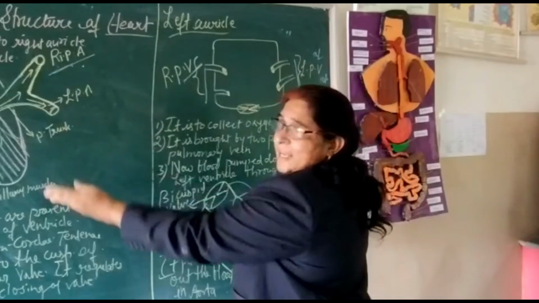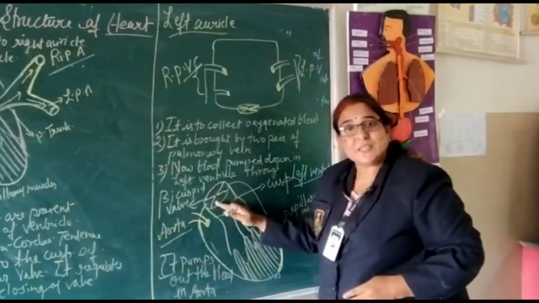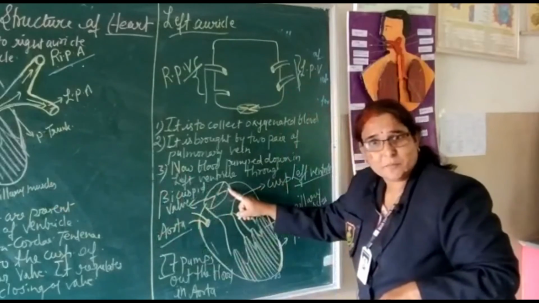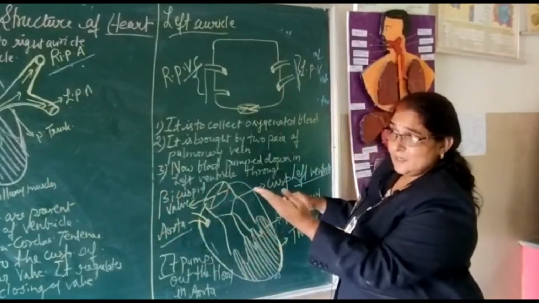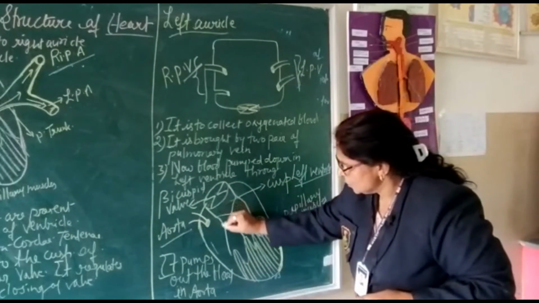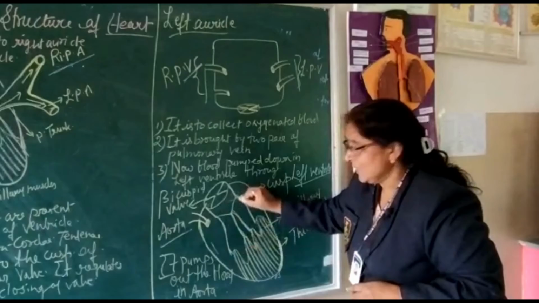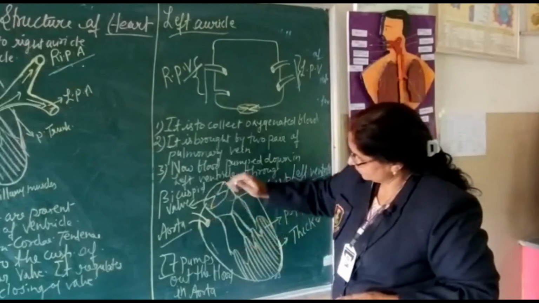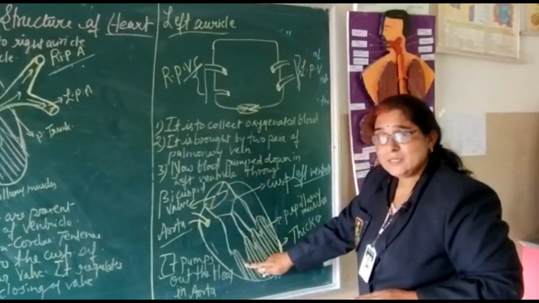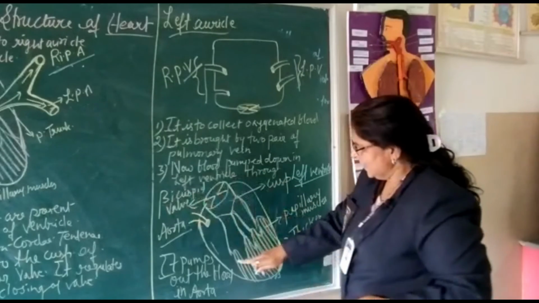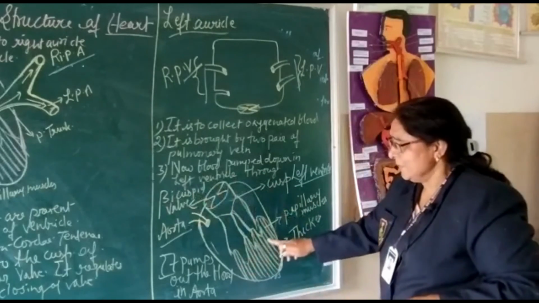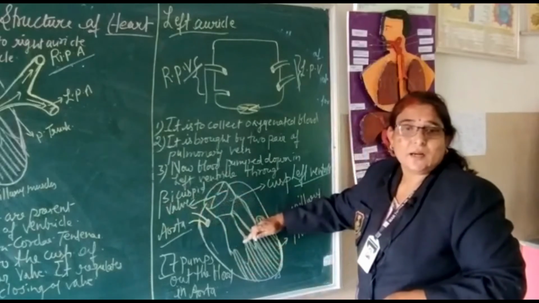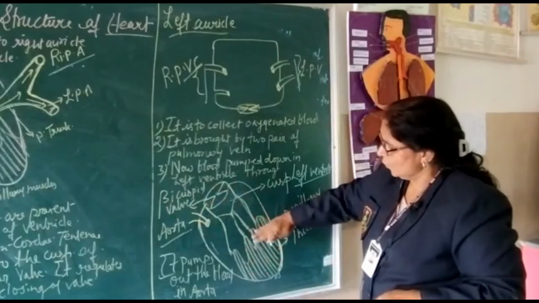On the right side the tricuspid valve is there, but on the left side the bicuspid valve is there. Here is the bicuspid, only two cusps present. But same as the right ventricle, here also there are chordae tendineae, thread-like structures, attached with the cusps. And papillary muscles, same as the right ventricle, are also present here. It pumps down the blood into the left ventricle.